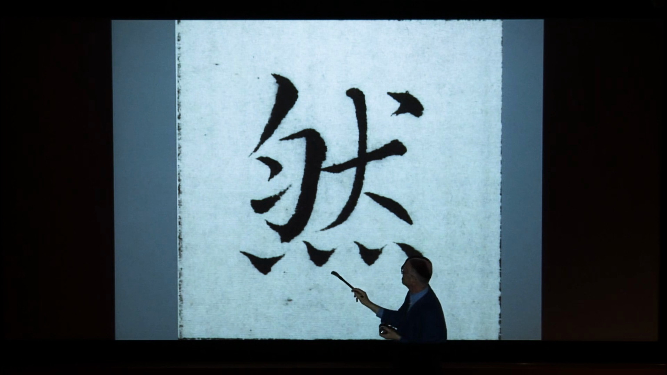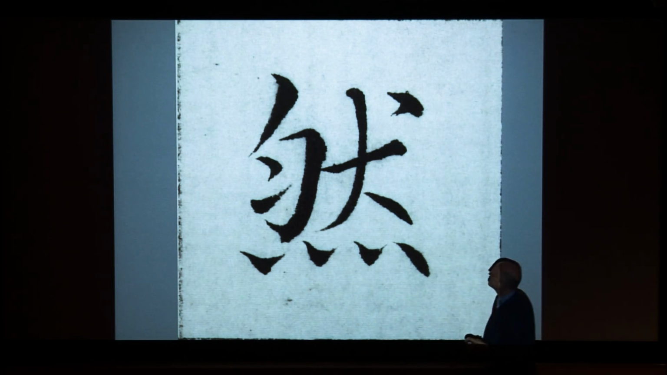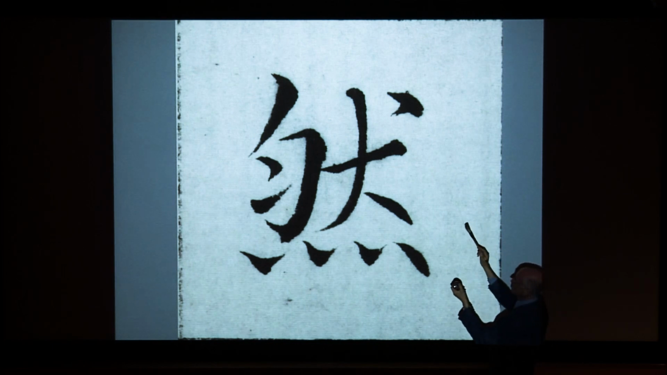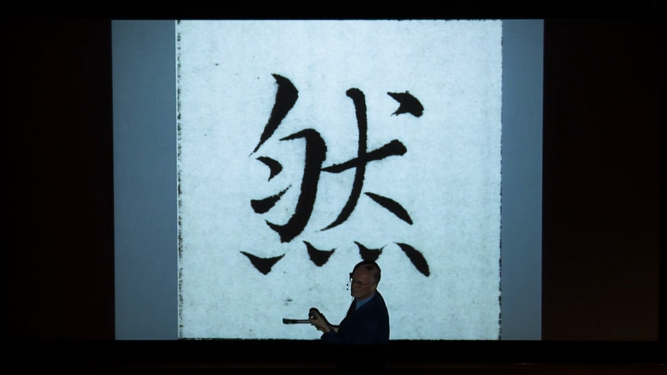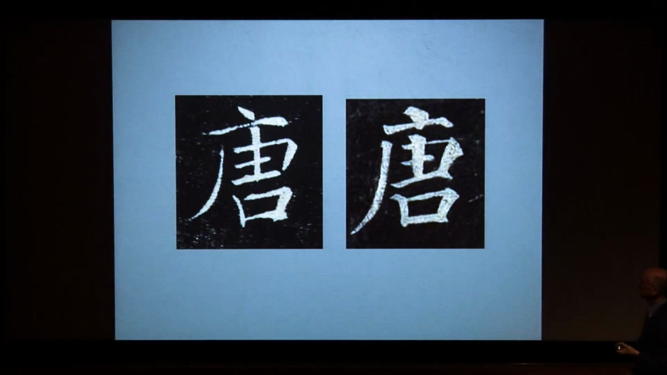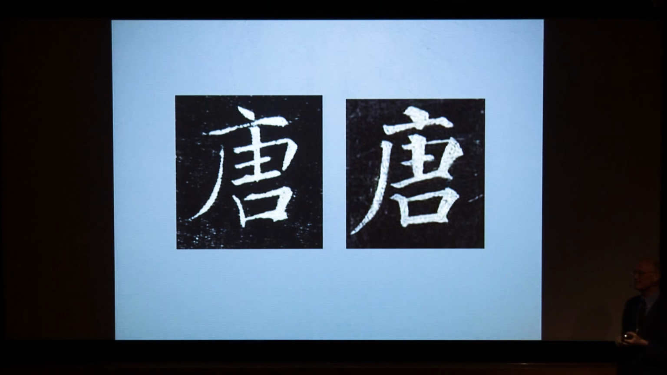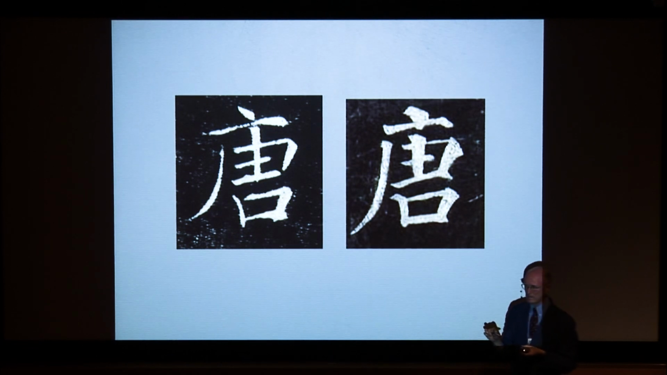Each one of them has a kind of personality. Each one has a kind of separate identity. But how they're all put together, look at all these dots flying every which way. Move them a little bit one way or the other, and the character would fall apart.